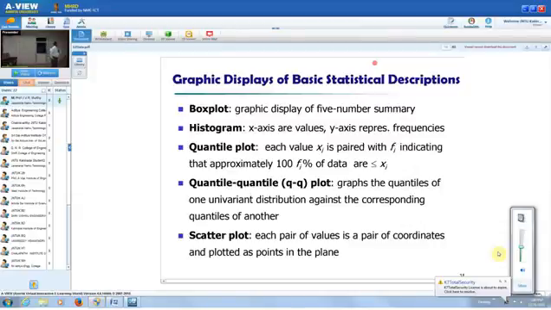So, graphic displays of basic statistical descriptions. One is the box plot, I said. Another is histogram, quantile plot, quantile-quantile plot, and scatter plot. These are the 5 kinds of statistical distribution plots. Box plot we have considered right now. Now we will go to histogram. Histogram is a very easy and comfortable thing. But about quantile plot and QQ plot, you have to focus a little.